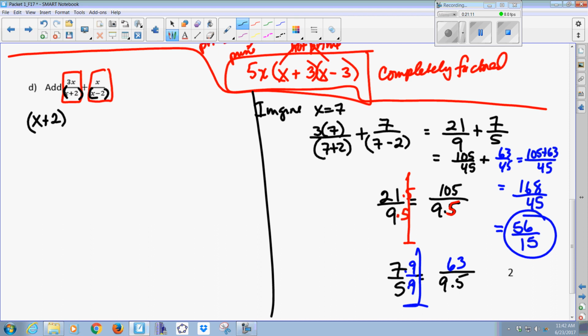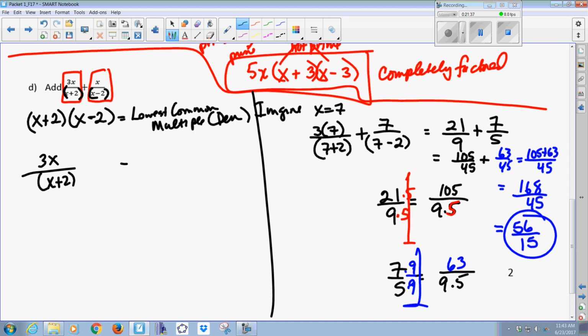And since each one of them is already prime and cannot be factored, you just simply multiply them together to get your lowest common denominator, or your lowest common multiple. And since you're putting it in the denominator, some people call it the lowest common denominator. So your job is to take 3x over x plus 2 and make it into an equivalent fraction.